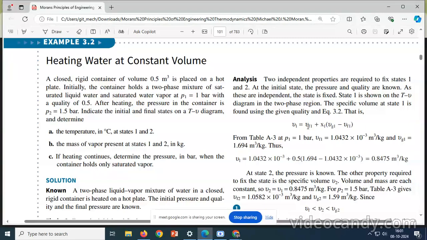I want to find out the specific volume first, then I'll find out the temperature. So what is the specific volume at point 1? When all the water particles are in liquid condition, that is vf. Then with the quality: how much is the quality? 0.5, as given in the problem. So 0.5 is the quality at point 1, multiplied by (vg1 - vf1). What is vg1? The specific volume of the vapor particles in gaseous form, minus that of the liquid.